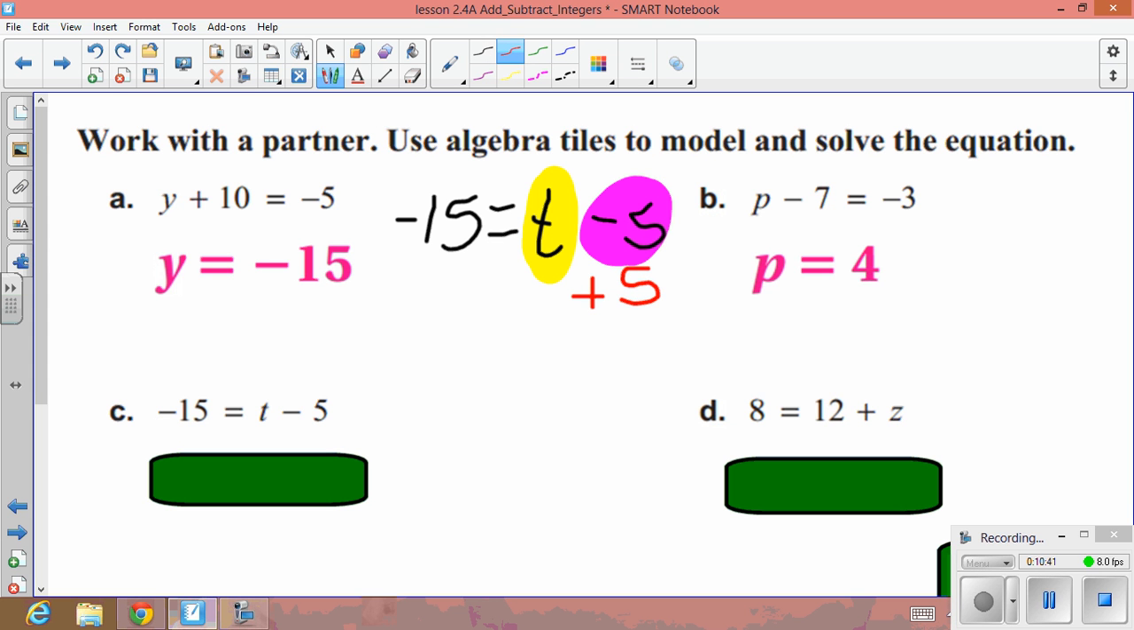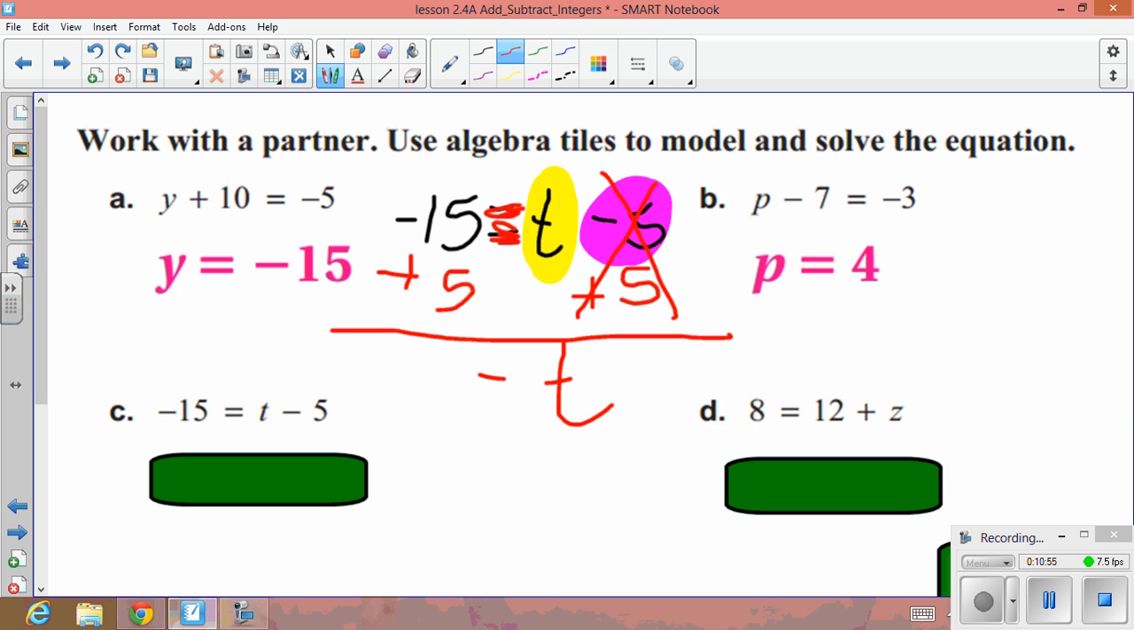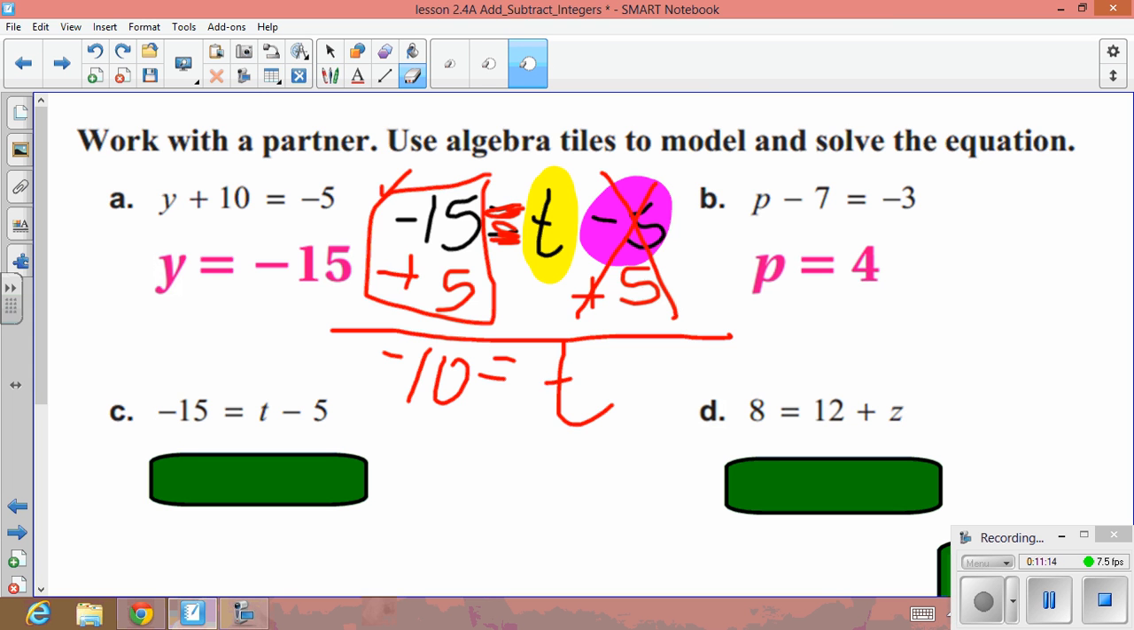If I add plus 5 to the right, here's my equal sign, I'm going to add plus 5 to the left. These two pieces cancel out because they're opposites. My variable is now isolated. Since my two signs here are different, I'll subtract 15 minus 5. I get 10. Since 15 gives me a larger absolute value, I take that sign. So my final answer is negative 10 equals t, where t equals negative 10.